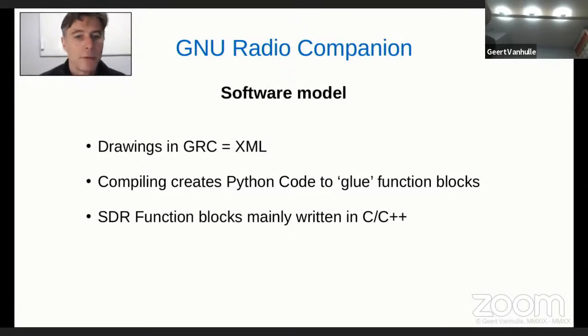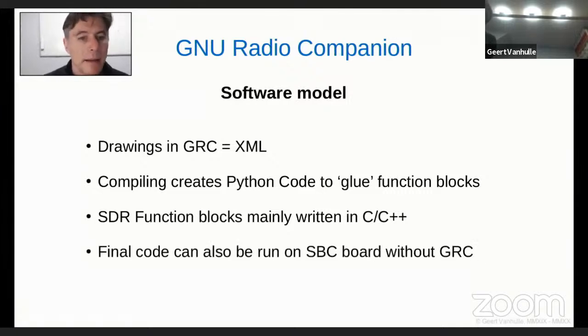So we have three levels. You have the XML. We have the Python code that is created that is gluing all the C, C++ blocks together. And this is, in fact, our software model inside the GNU Radio Companion.